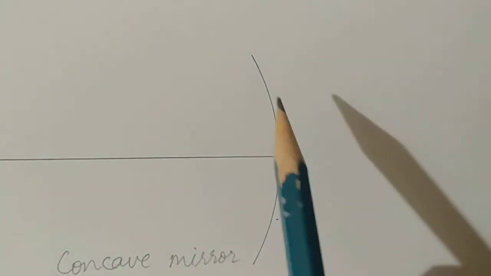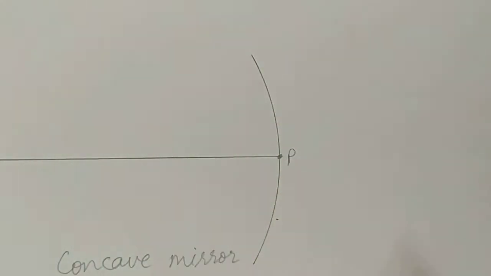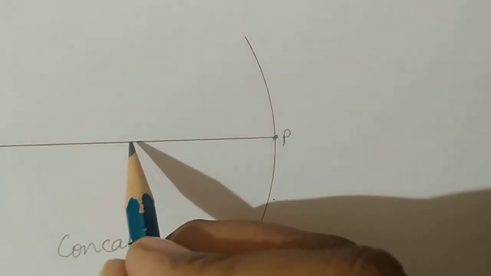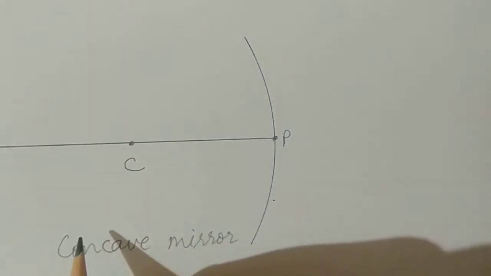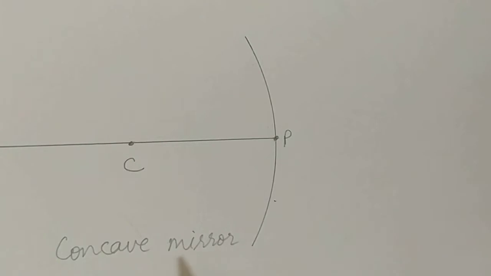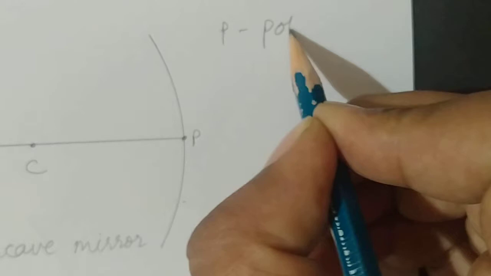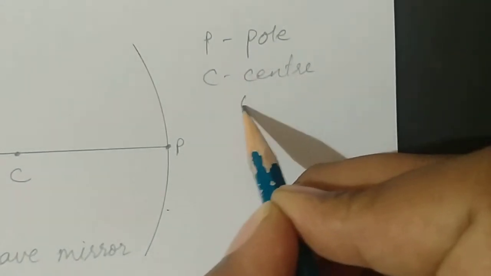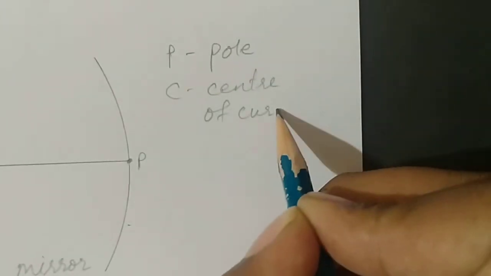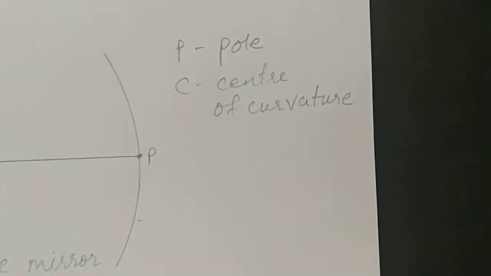Your mirror is on only one side like this. Now suppose I finish this fully, then it will make a circle, correct? So the center point of the circle, you can name as point C. It is known as the center of curvature. So as you can see, P is called the pole, and C is nothing but the center of curvature, correct?